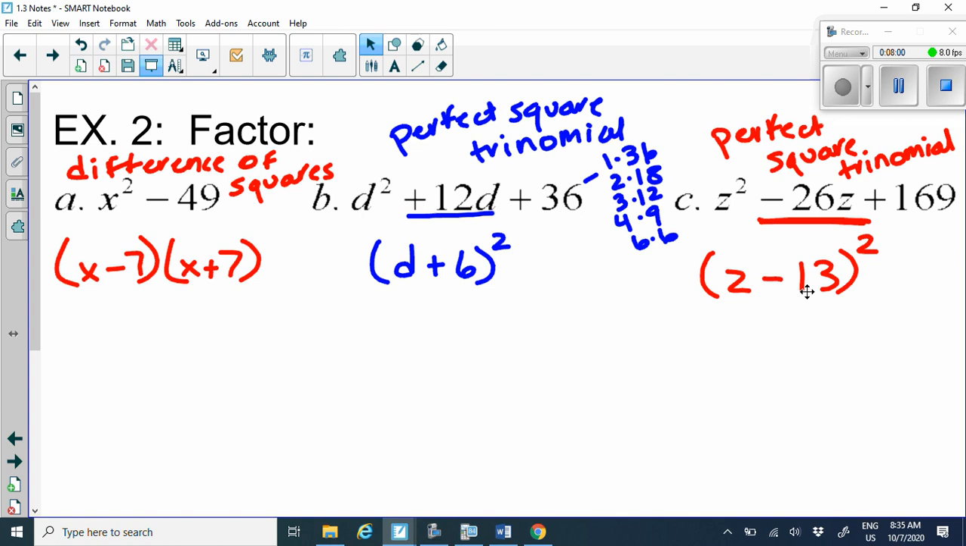Okay, make sure you watch the next part of the 1.3 notes. We are now going to solve these quadratic equations by factoring.